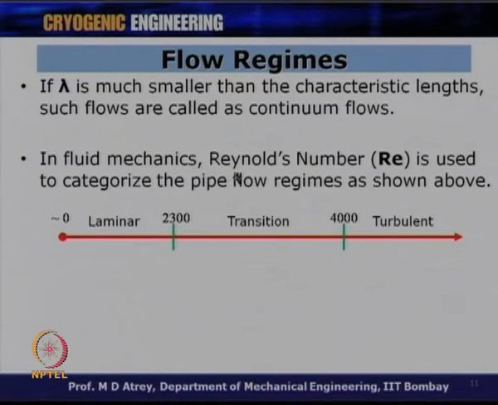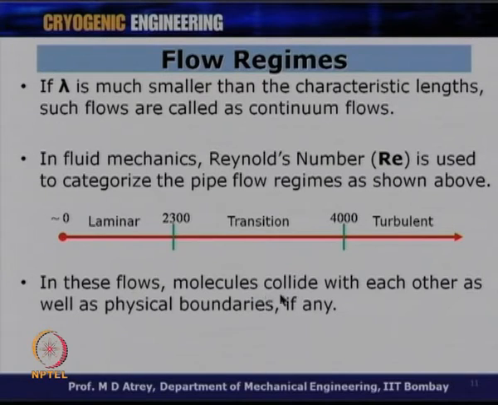In fluid mechanics, Reynolds number is used to categorize the pipe flow regime as shown in the figure. Normally we deal with Reynolds number in continuum flow, and we know that when the Reynolds number is between 0 and 2300, we call the flow laminar, while if the Reynolds number is between 2300 and 4000, we say that the flow is transition flow, while above 4000 we say the flow is turbulent flow. This is very much known to all of you.